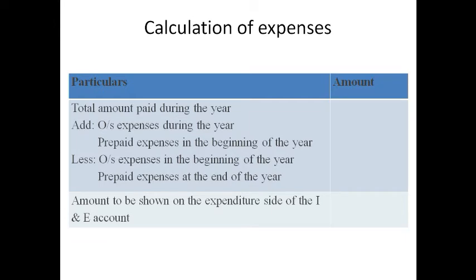Two less items are there. Outstanding expenses in the beginning, so these expenses belong to the previous year but were paid during the current year, therefore it is subtracted. And prepaid expense at the end of the current year, this is for the next year, so it doesn't belong to the current year's expenses, therefore this is also subtracted. The net difference is the amount to be shown on the expenditure side of the income and expenditure account.